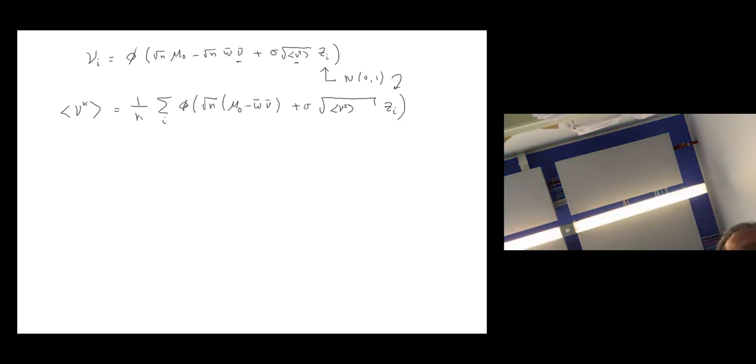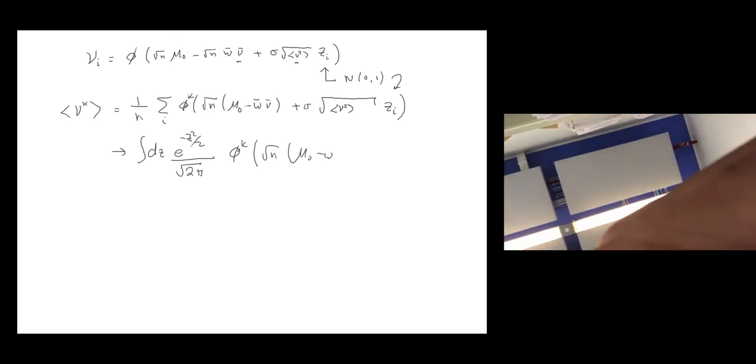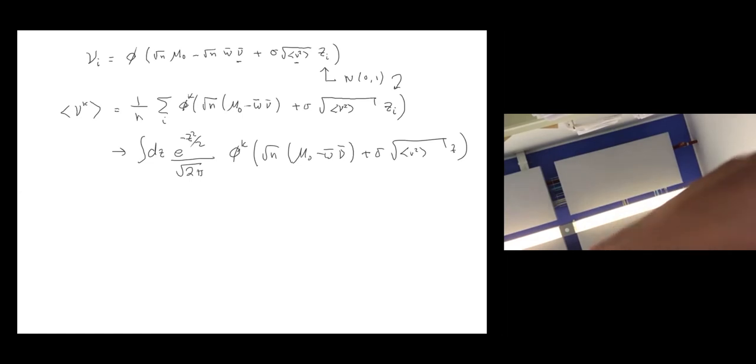So what does that mean? That means in the limit of large n, we can do an integral. The integral dz, e to the minus z squared over 2, over root 2 pi, times phi to the power k, of root n mu zero minus w bar nu bar plus sigma the square root of nu squared bar z. And for consistency, I should probably write this as nu bar.